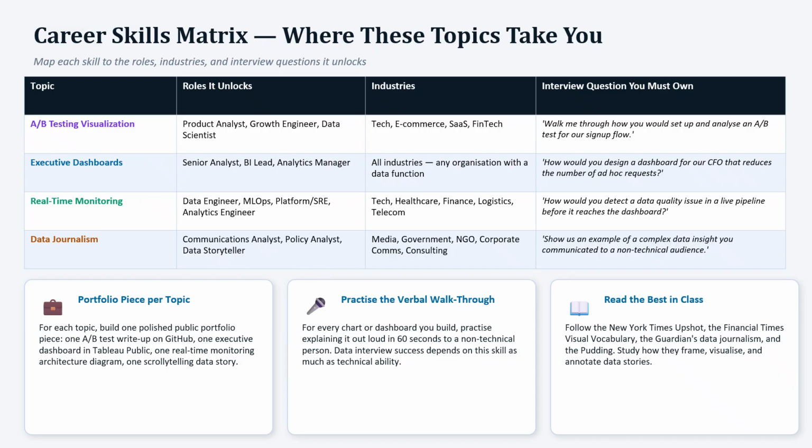And the executive reporting dashboard is the most broadly applicable. Every data function in every industry needs someone who can translate the analysis into executive-ready views, right? So senior analyst and lead roles specifically look for executive reporting dashboards. An interview question to prepare for: how do you reduce ad hoc data requests from leadership?